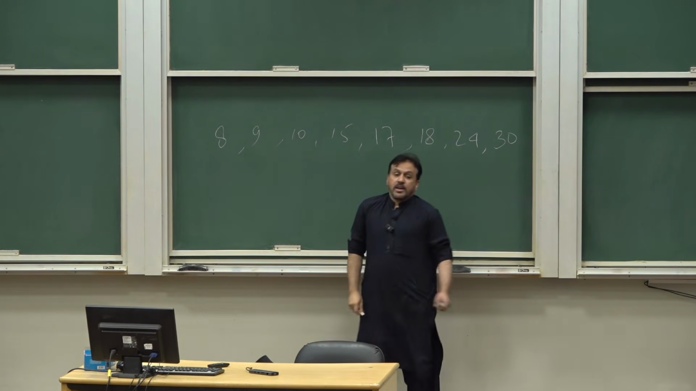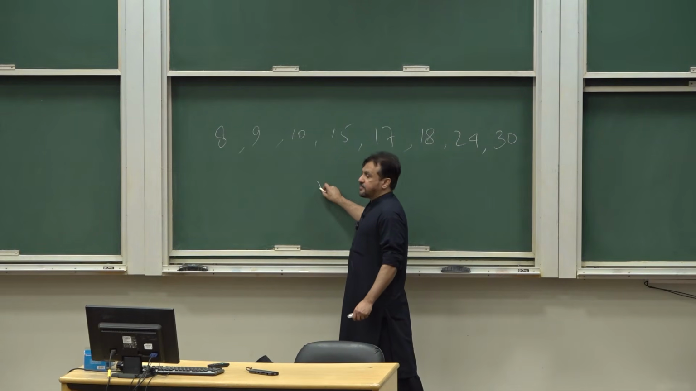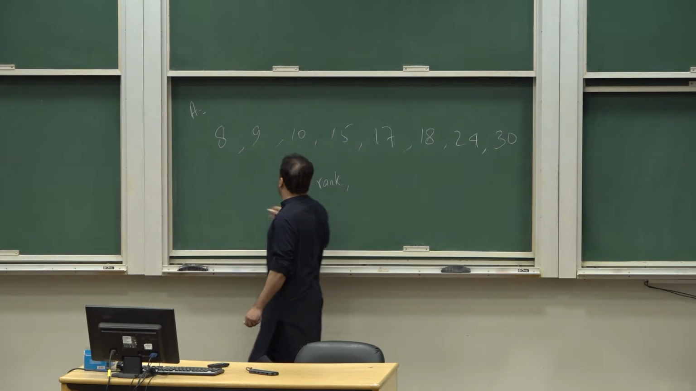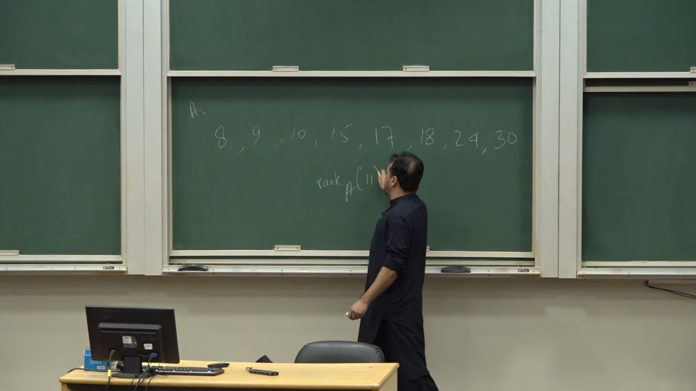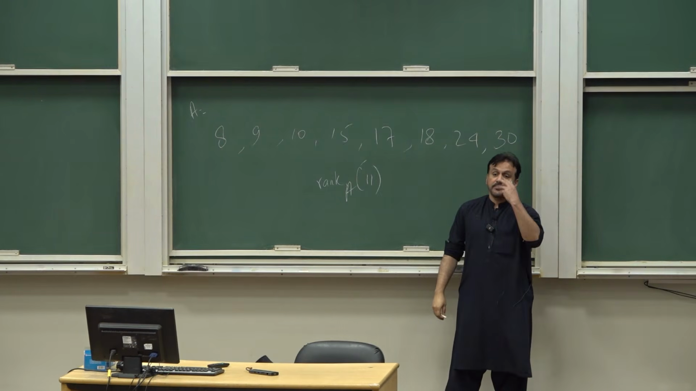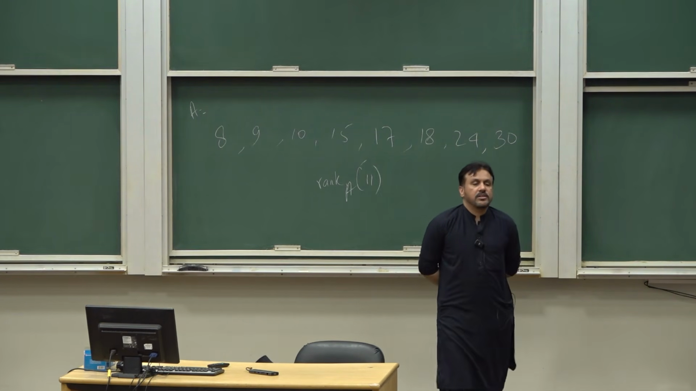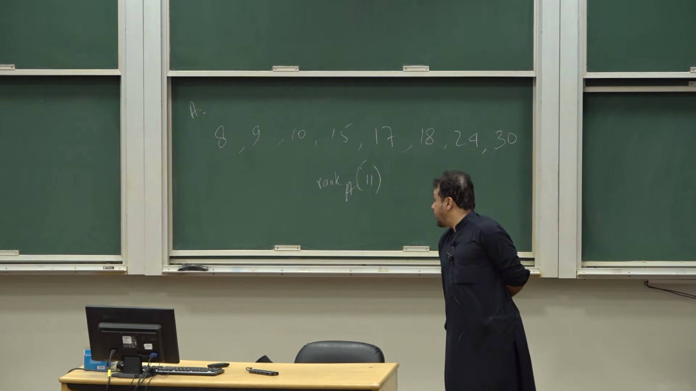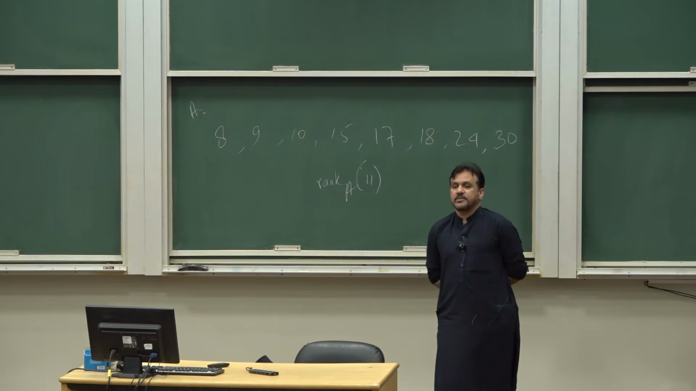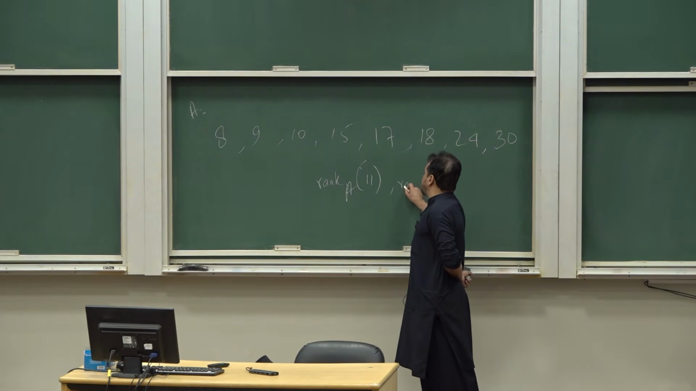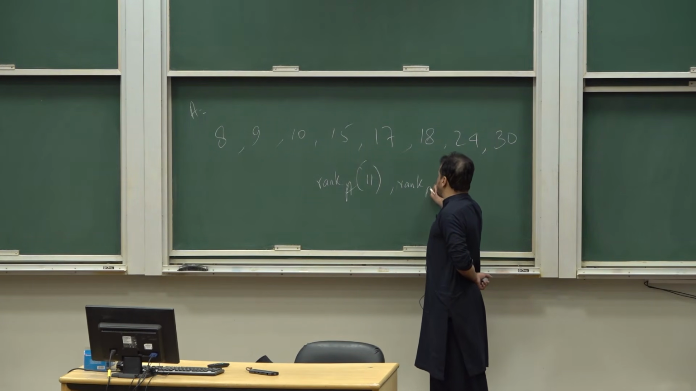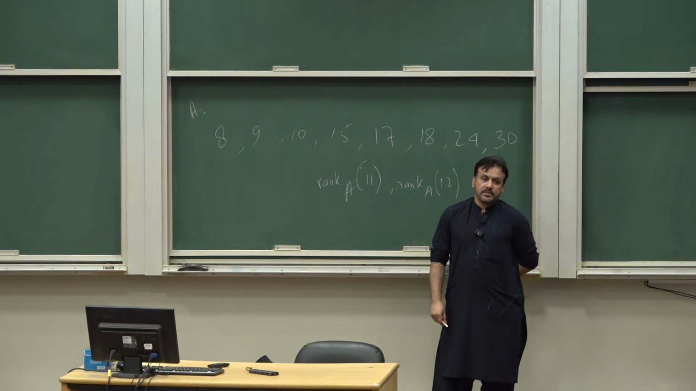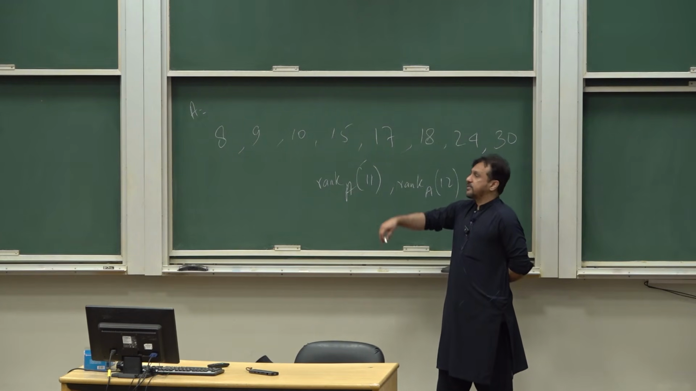So what's the rank of 11? This is my array A. What's the rank of 11 in A? 3. 8, 9, 10: 3 elements that are smaller than 11. Right? What's the rank of 12 in A? Still 3, right? What's the rank of 19?